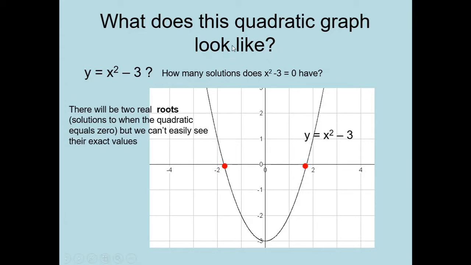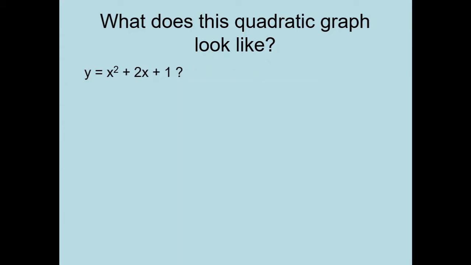Now, another word for solutions to a quadratic when it's equal to 0 is its roots, where it touches the ground, you could say. So although in this graph we can see that there are two roots, we can't see exactly what they are. Often you will actually need to solve this quadratic, so either factorizing, using the formula, or completing the square and rearranging to solve.